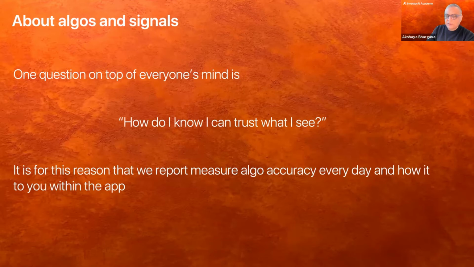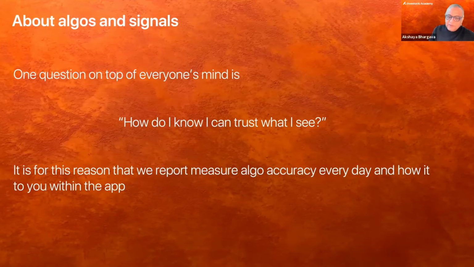So the way I think of trust in this context is, one, is your algo accurate? Secondly, if it is accurate, what kind of return has it generated? Has it beaten the market? Because at the end of the day, it can be very accurate, but if it doesn't beat the market, what is the point? So one element is accuracy. The second element is performance of returns. Now, I will show you accuracy when we go to the app itself. We measure, track, and report accuracy every single day, and you'll see it in the app.